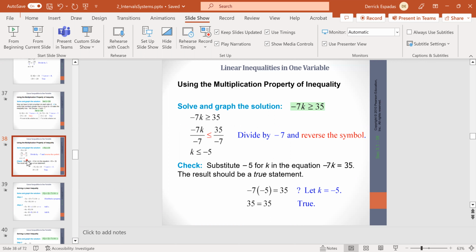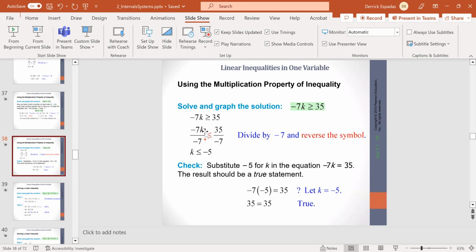Let's either trust me or not trust me on that one, but let's take a look at an example of how that works. Here we're going to start off with negative 7k is greater than or equal to 35. Again, we want to isolate k because we're trying to solve for k. Negative 7 times k, the opposite of multiplication is division, so we're going to divide both sides by negative 7.